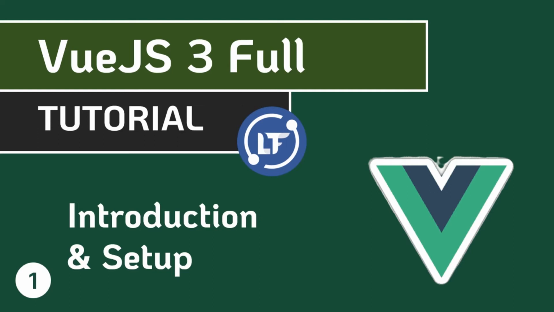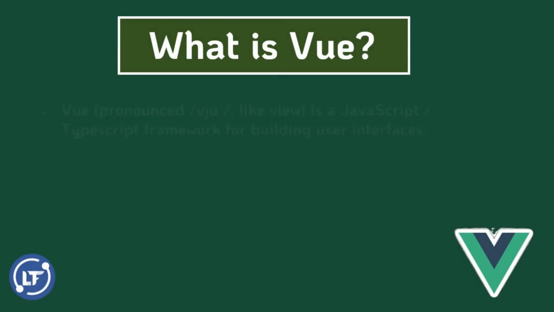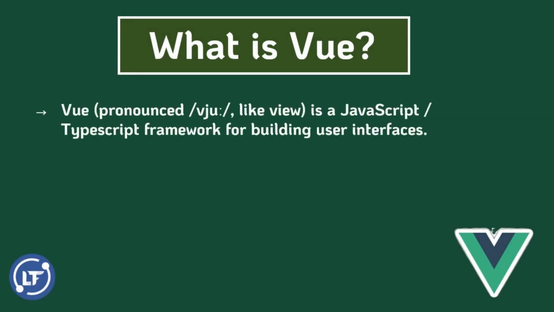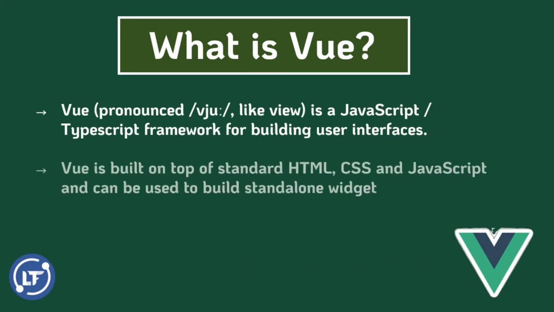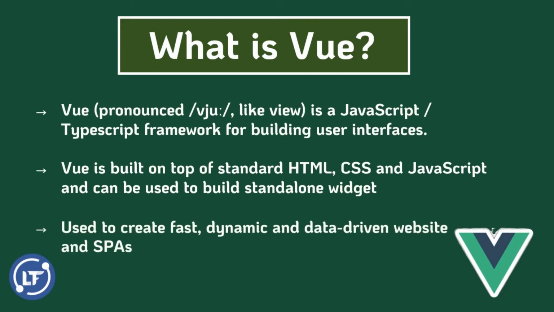Before anything, let us look at what exactly VueJS is. Now, what is VueJS? VueJS, also pronounced as Vue, is a JavaScript or TypeScript framework for building user interfaces. It is built on top of standard HTML, CSS, and JavaScript, and can also be used to build standalone widgets. Now, Vue.js is used to create fast, dynamic, and data-driven websites and SPAs.